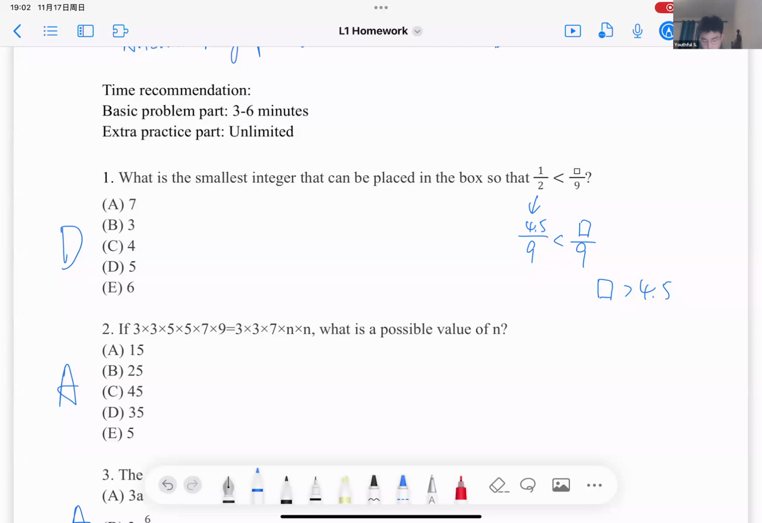Okay, so let's continue. This box must be larger than 4.5, and it's also an integer, and it must be as small as possible. So box equals 5. The answer is D.